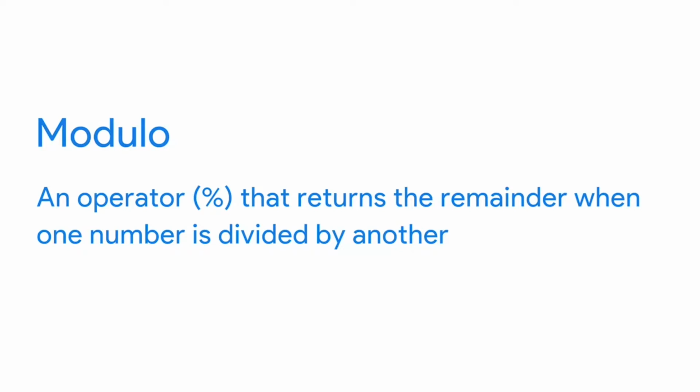All right, now let's say you only wanted the remainder from a division calculation. Well, you need a different operator for this, the modulo operator. The modulo operator is represented by the % symbol. This is an operator that returns the remainder when one number is divided by another. In a spreadsheet, you could complete the same calculation using the mod function.